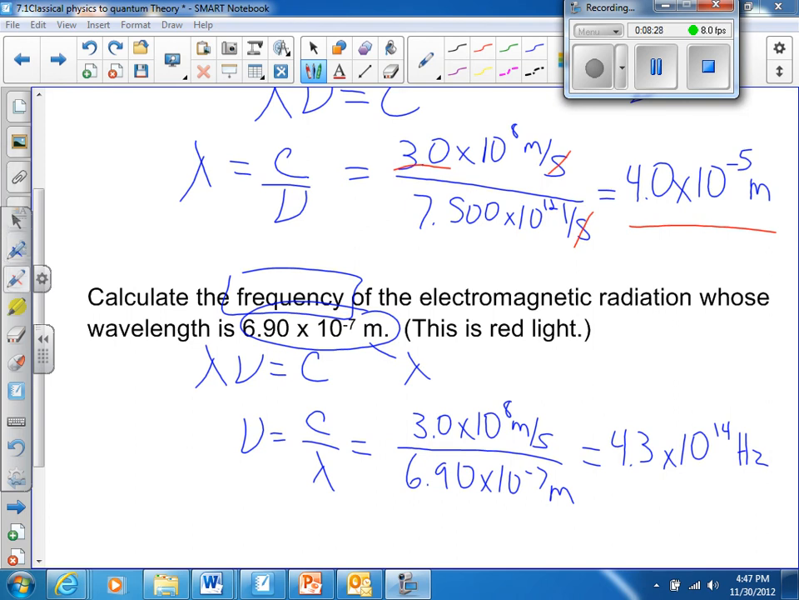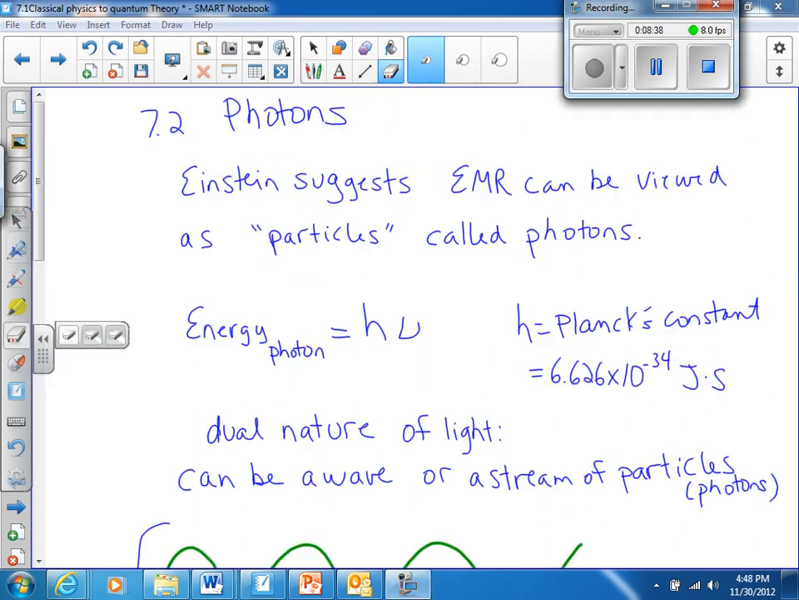Where did those come from? Let's see. The meters cancel, and I have the units of 1 over second. And remember, a 1 over second is equal to a hertz. All right, we're going to move on.